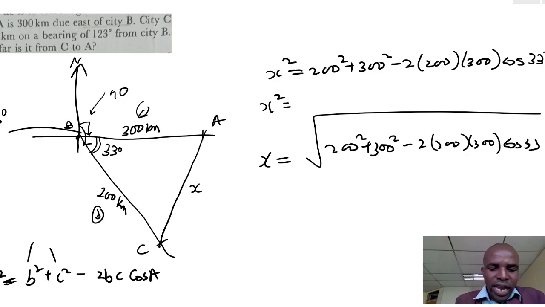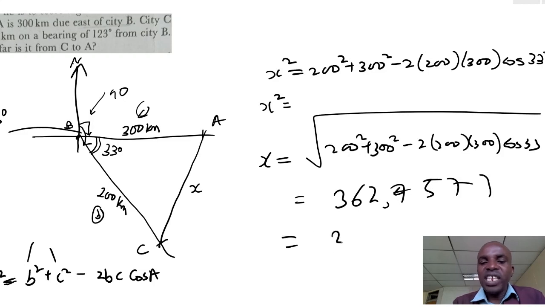It's 200 squared plus 300 squared minus 2 times 200 times 300, then cos 33. You get your answer, that's 131,593.2097. Then square root of this answer now, you get 362 kilometers.